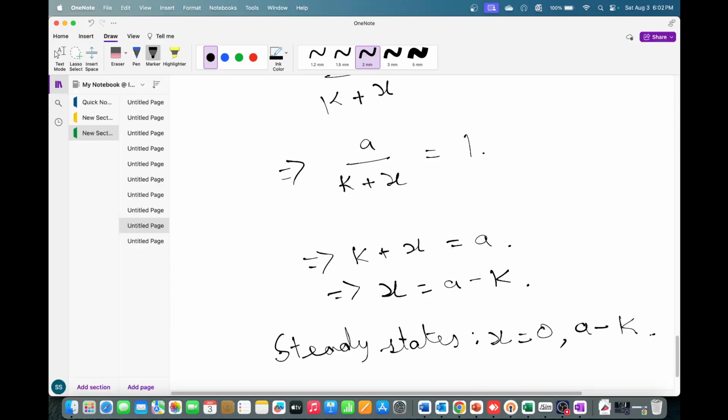These are pretty straightforward problems. You will be given an algebraic equation with dx/dt. You need to equate dx/dt to 0 and solve the algebraic equation to get the values of x. Quite straightforward.